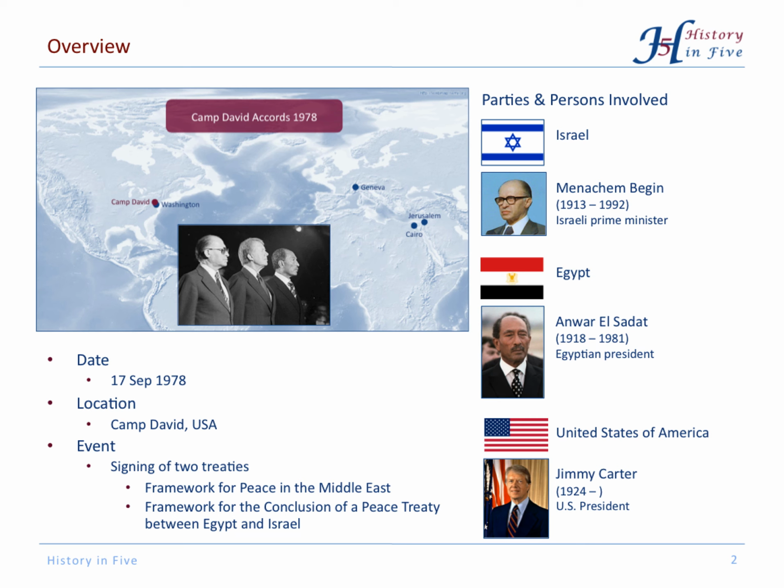In 1978, the Israeli Prime Minister Menachem Begin and the Egyptian President Anwar Sadat signed the Camp David Accords. Actually, they signed two treaties, the Framework for Peace in the Middle East and the Framework for the Conclusion of a Peace Treaty between Egypt and Israel. As we mentioned, Jimmy Carter, the US President, was the mediator.